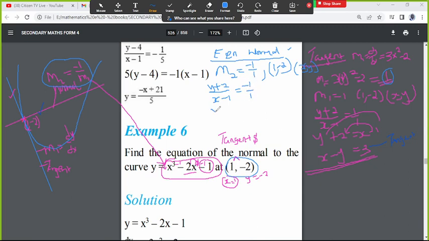Cross multiply: y plus 2, this equals negative x plus 1. This one to this side, x plus y, this equals, this one to the other side, negative 1. And this is the equation of the normal. Any question?